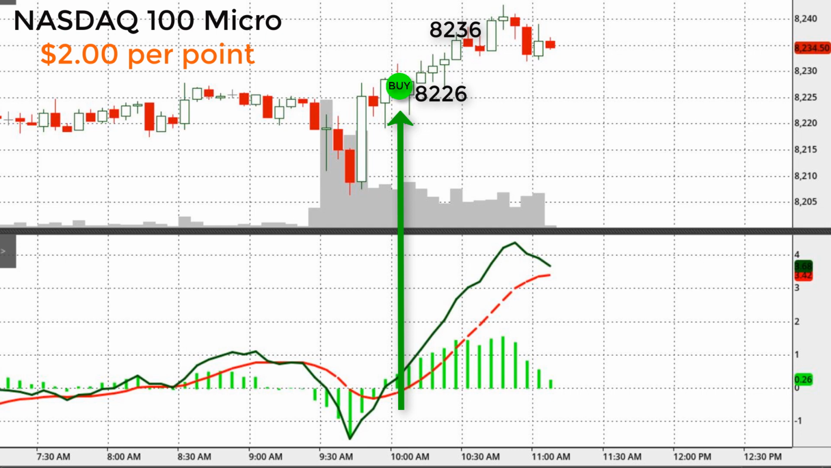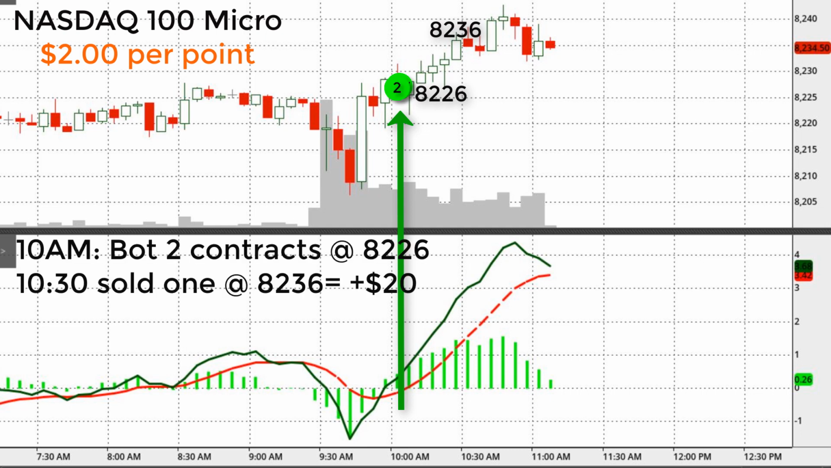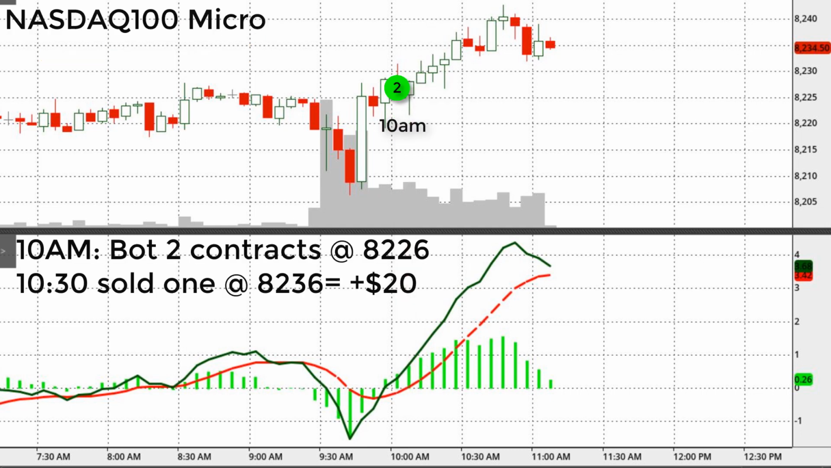Now, at $2 a point, 1 point's not a lot of money. So we're going to try a different strategy here where we start off by buying 2 contracts instead of 1. Here's how it works, okay? 10 o'clock, instead of buying 1 contract, we buy 2. By 10:30, we're up 2 contracts, 10 points, that's $40.